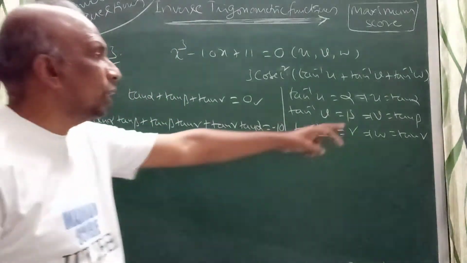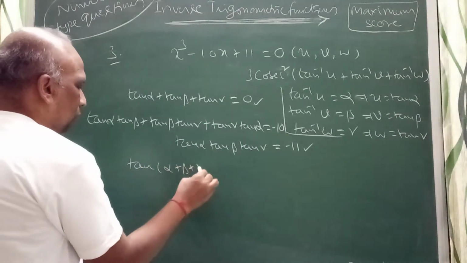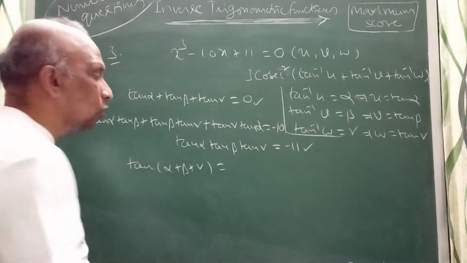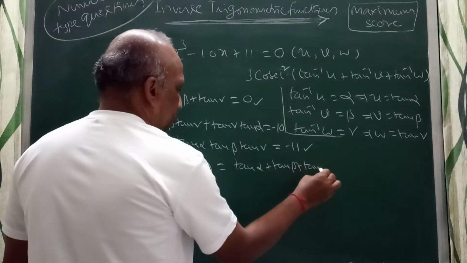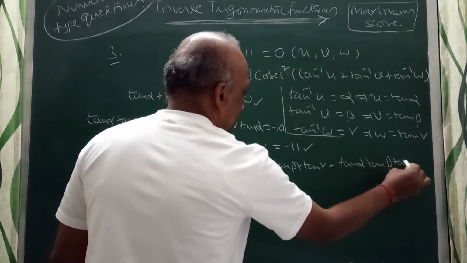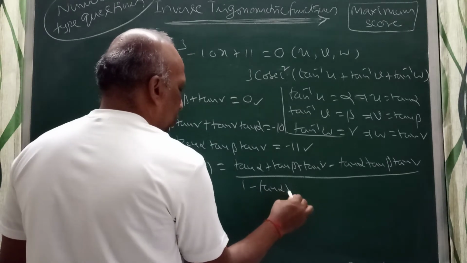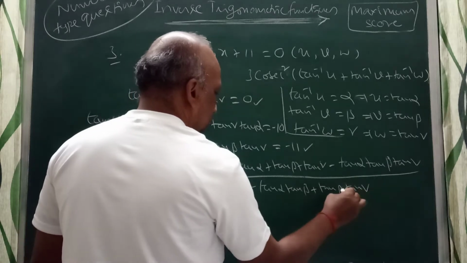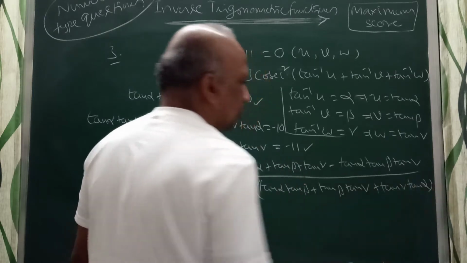Correct? But we know that we can find tan of alpha plus beta plus gamma. Just remember the formula: tan of alpha plus beta plus gamma is equal to tan alpha plus tan beta plus tan gamma minus tan alpha tan beta tan gamma, divided by 1 minus tan alpha tan beta plus tan beta tan gamma plus tan gamma tan alpha. This is the formula for that.